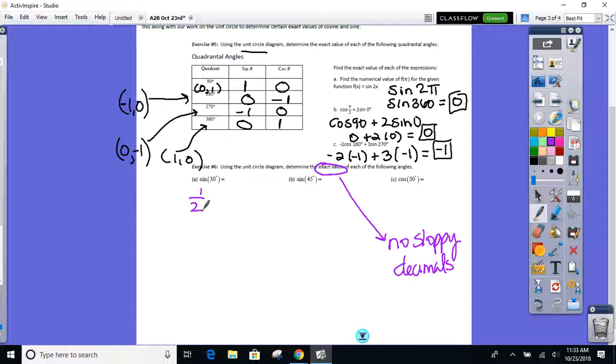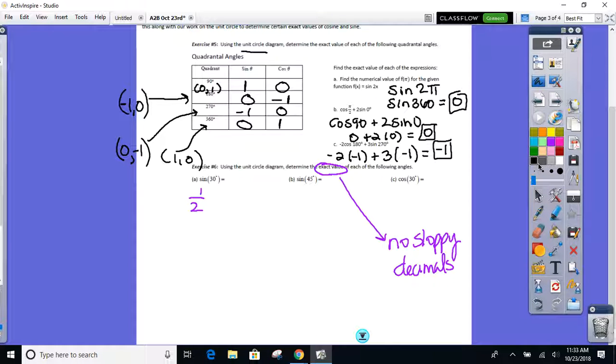But now do the sine of 45, everybody. That is what I refer to as a sloppy decimal that I do not want. I want it in some kind of fraction radical form. And your calculator doesn't convert it into that. So here's where we're going to go back to the unit circle. Ready? Let's tie this darn thing together today.